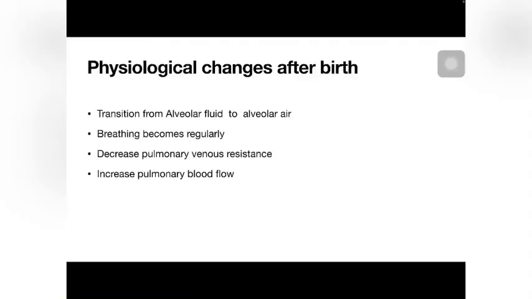Before proceeding further, we should know the physiological changes which happen in the respiratory system of a newborn after birth. There is transition from alveolar fluid to alveolar air. The breathing becomes regular. There is decreased pulmonary venous resistance and increased pulmonary blood flow.